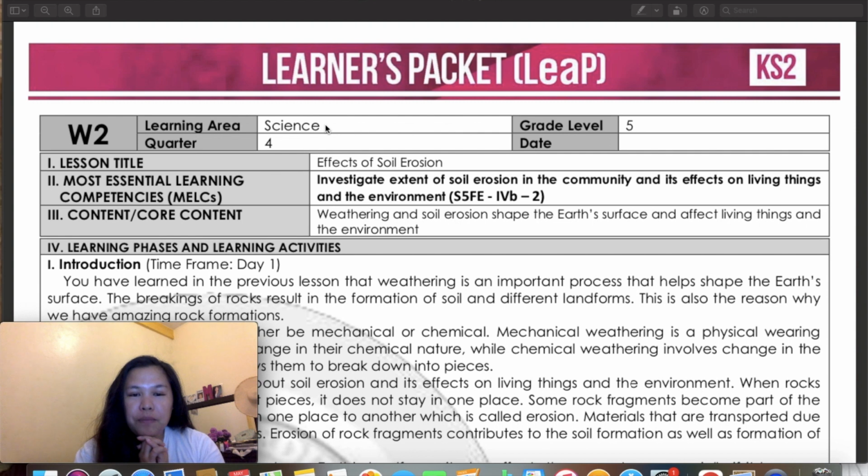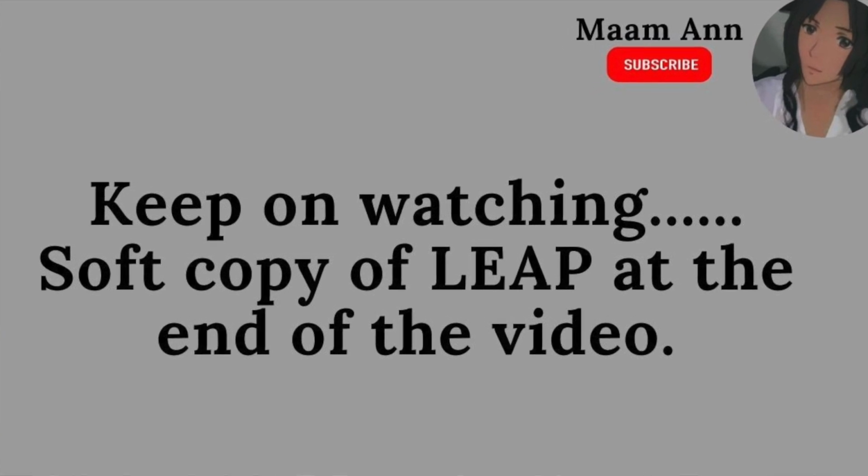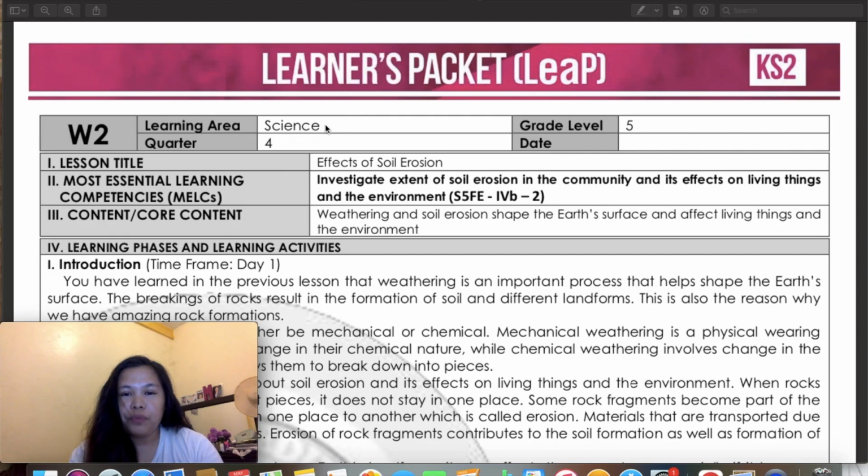Today's lesson is about effects of soil erosion. At the end of the lesson, you should be able to investigate the extent of soil erosion in the community and its effects on living things and the environment. So our content about weathering and soil erosion shapes the earth's surface and affect living things and the environment.